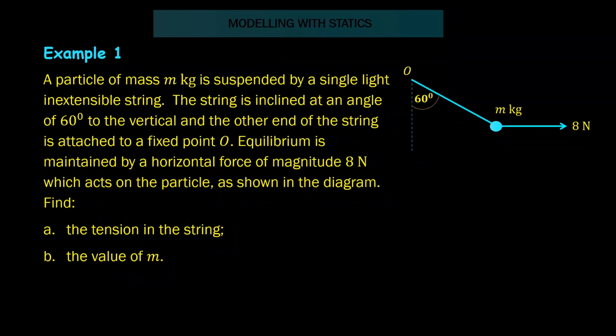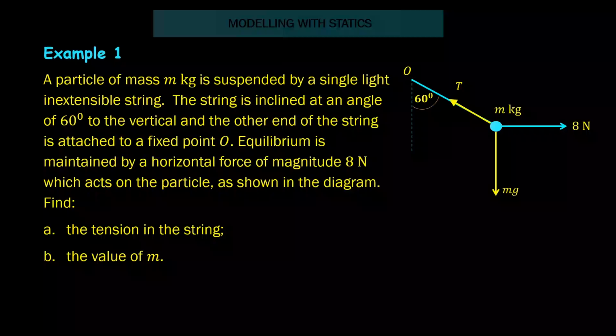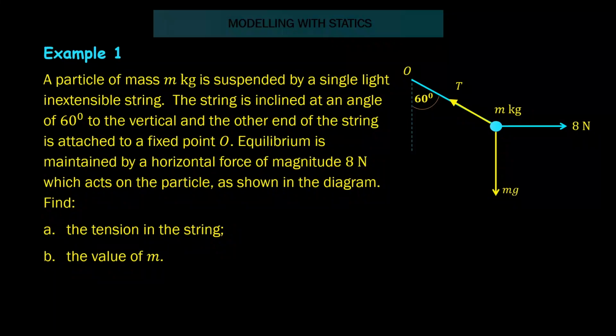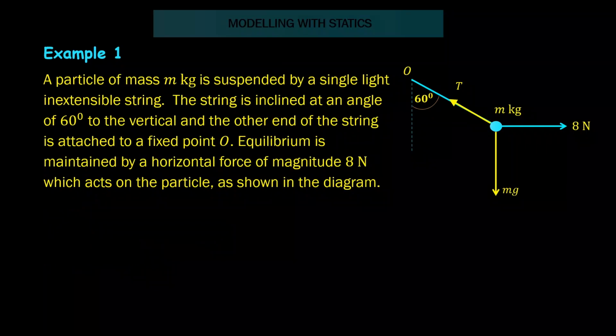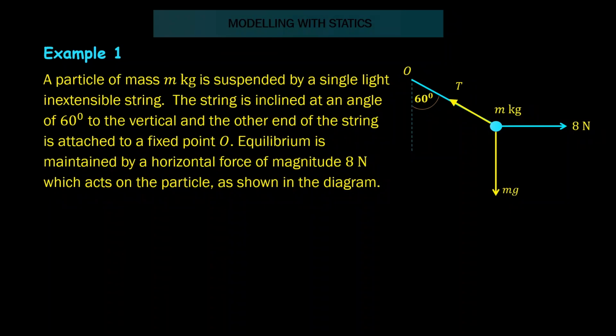So let's solve this. We're going to begin by adding the forces to the diagram. So as you can see, there's a tension T in the string and there's a weight mg acting downwards. Let's now take a closer look at our diagram.